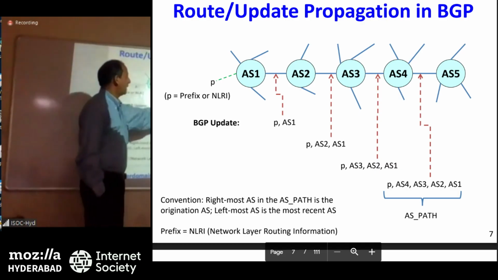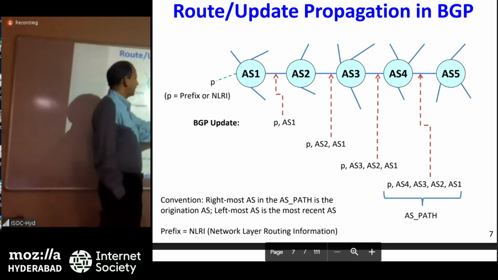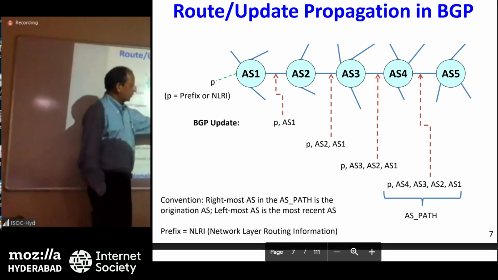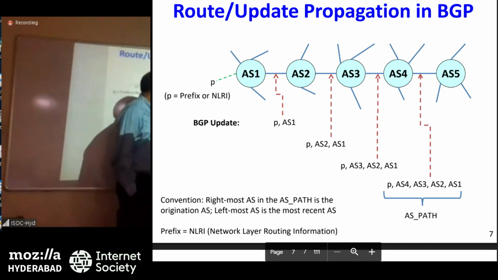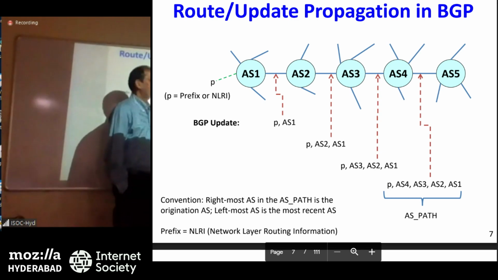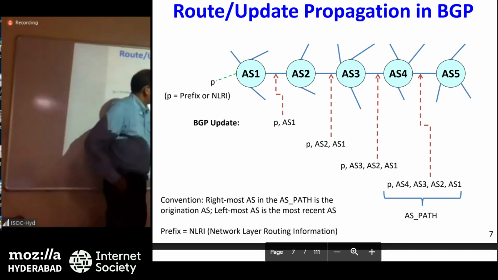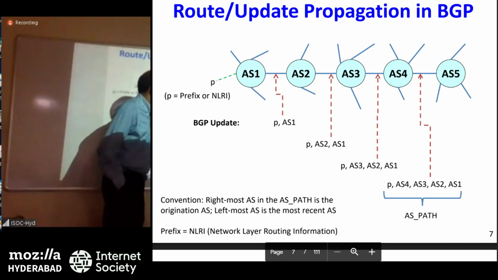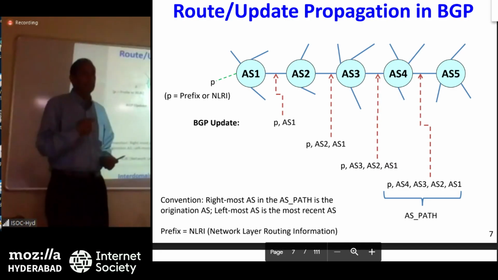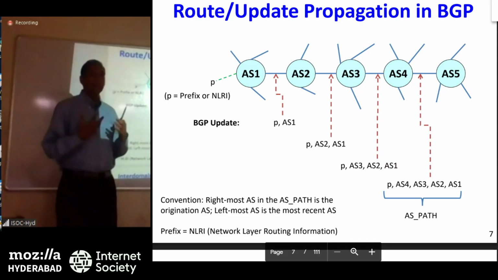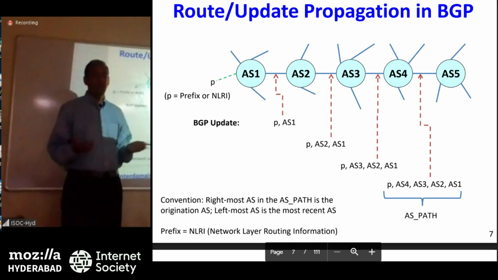As the update propagates, each AS appends its own AS number to the update. When AS5, for example, receives this update, it looks at the AS path. The AS path consists of the sequence of ASs through which the data packet will go. Once it receives that update, it installs it in its routers, in what we call the forward information base, or FIB.